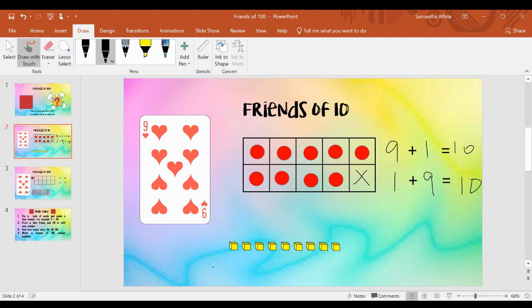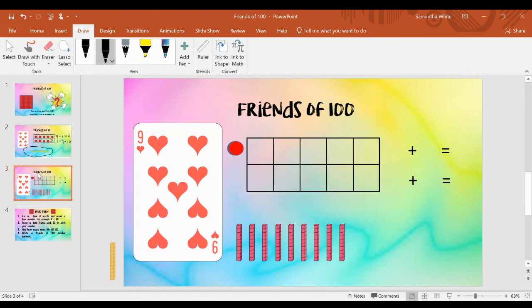So I've shown you the number in our tens frame with our ones, and I've got it on the deck of cards. This is our friends of 10, okay? So 9 plus 1 is a friend of 10. We're going to be looking at friends of 100 now.